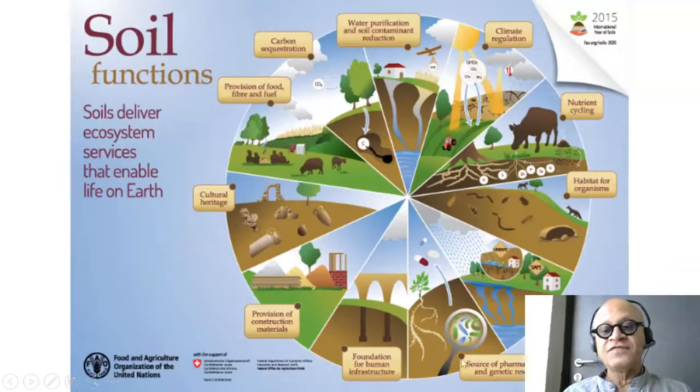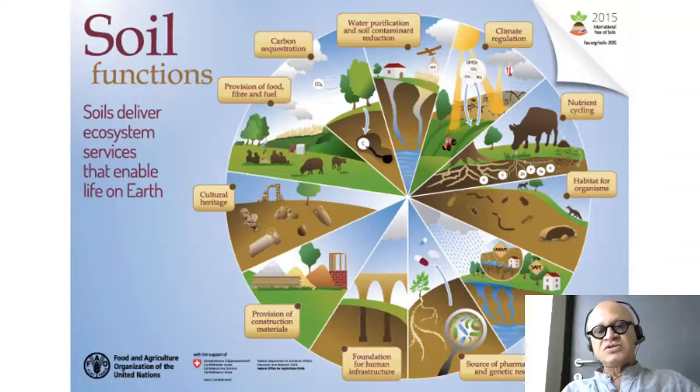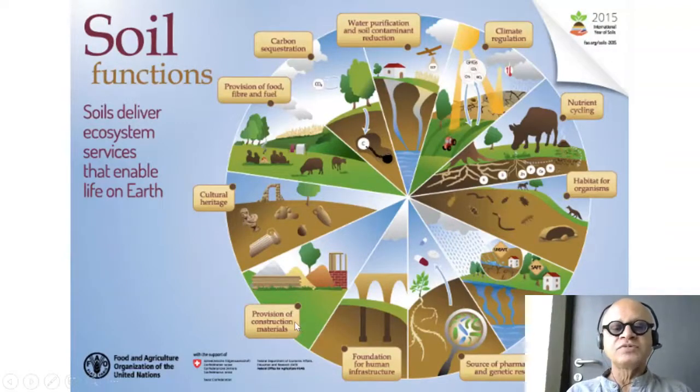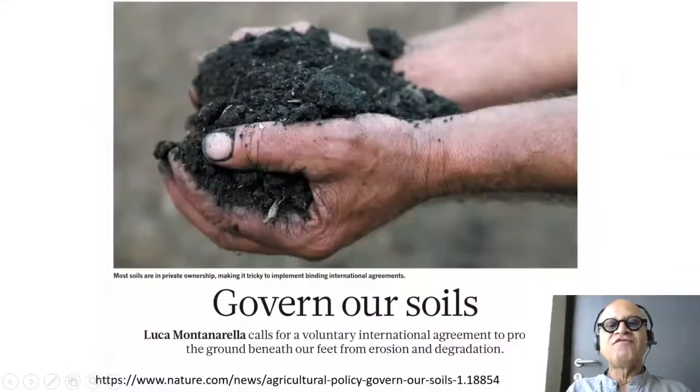So lots of the pharmaceuticals depend on various chemicals that are derived from plants, shrubs, herbs, and so on. Foundation of human infrastructure. Obviously, we dig into the soil for foundations of bridges, buildings, roads, houses, homes, everything, right? Provision of construction material in terms of timber and sand and cement, and heritage and culture, obviously. Okay, they are also providing provision of food, fiber, and fuel.